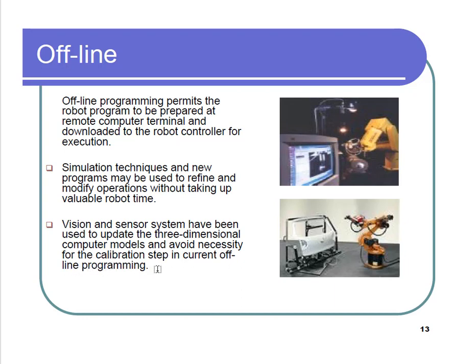So offline programming still uses a computer, but the only thing is that this particular programming is being done somewhere else, not directly connected to the robot controller. So you're doing it offline, and then you simulate it offline, and after having the right results, only then will you transfer the program to the robot controller.